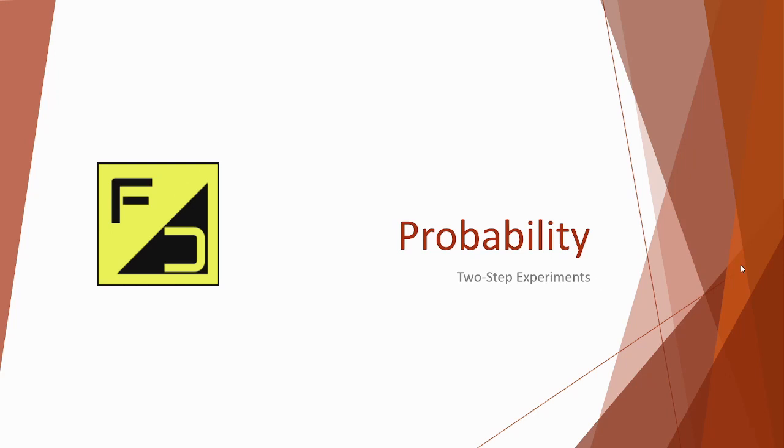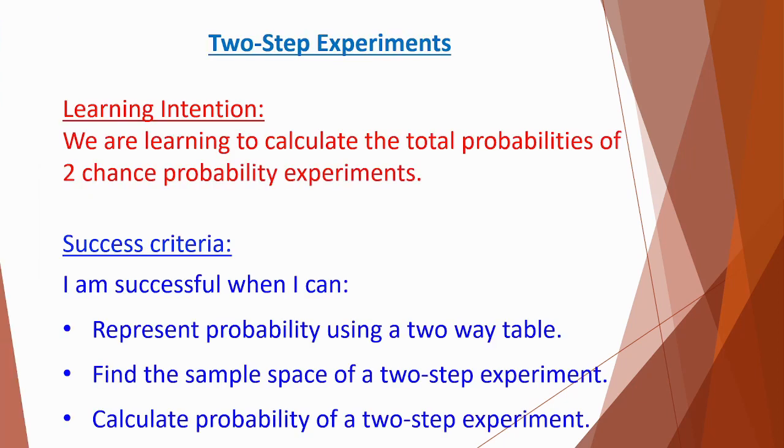Welcome to Flipped Classroom. We are looking at the unit of probability, and today's lesson is two-step experiments. Our learning intention today is we are learning to calculate the total probabilities of two chance probability experiments.